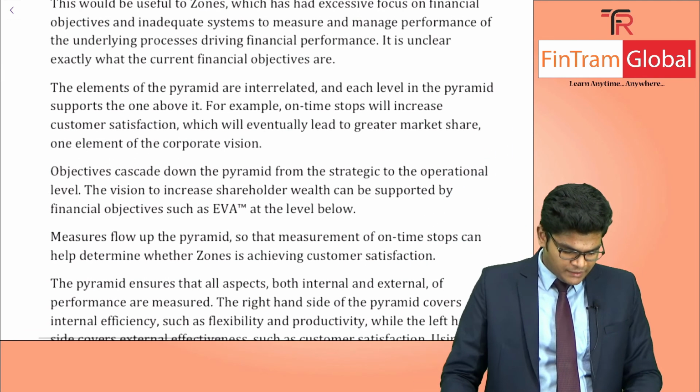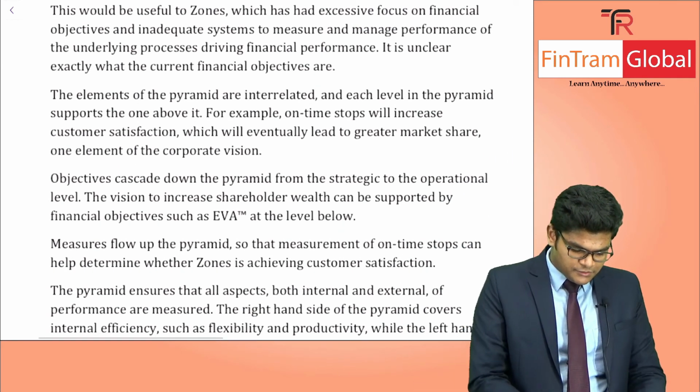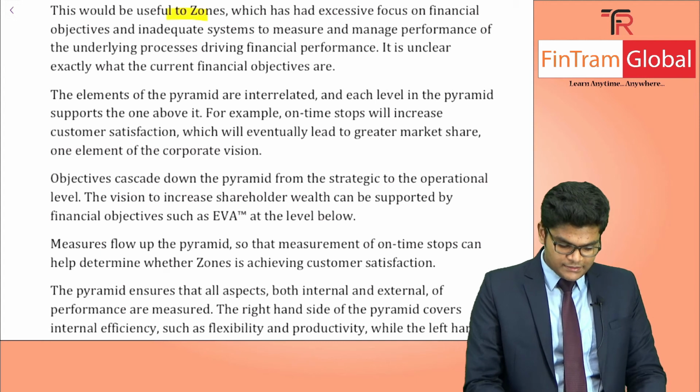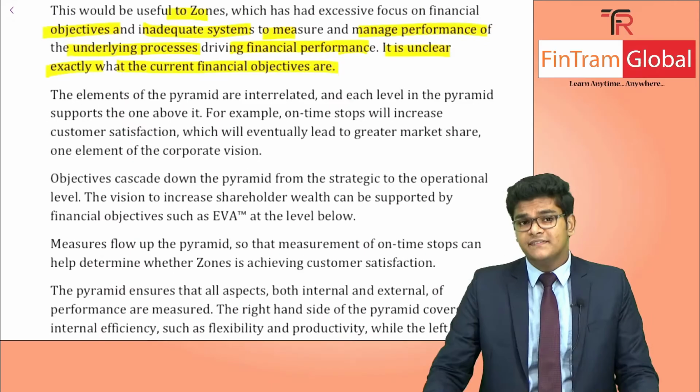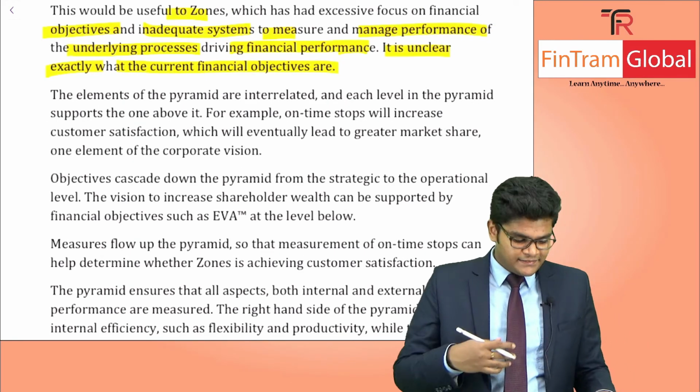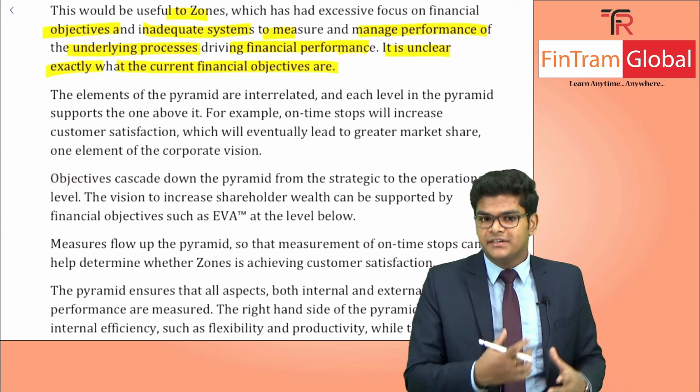And what else? This would be useful to Zones which has had excessive focus on financial objectives and inadequate systems to measure and manage performance of underlying processes driving financial performance. It is unclear exactly what the current financial objectives are. Okay. So in this paragraph, yet again, I've linked the above two sentences to the scenario here, isn't it?